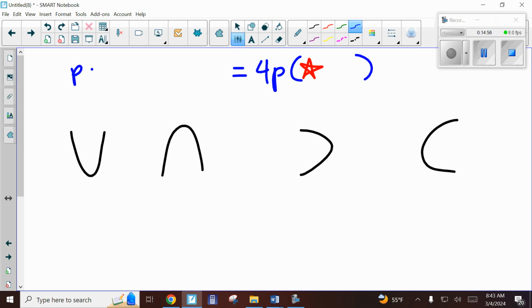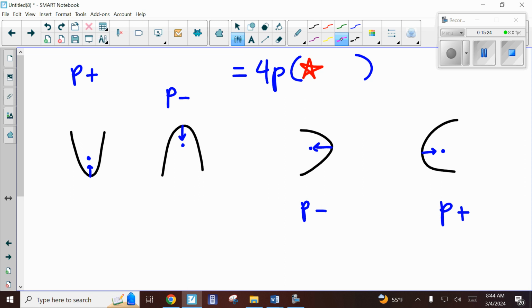If your p is positive and the graph is going up, that means that your dot ends up in between those two arms. If p is negative, that means this is going down and it's in between the two arms. Over here, if p is negative, that means it's going left and it's still in between the two arms. And if p is positive, that means it's going to the right, and that dot is always going to be in between the two arms.